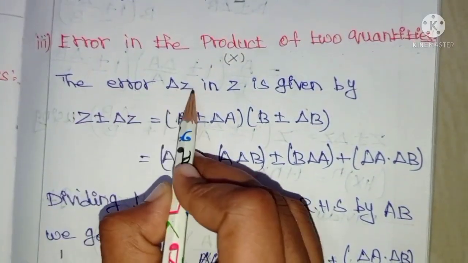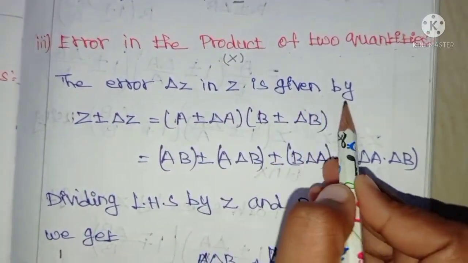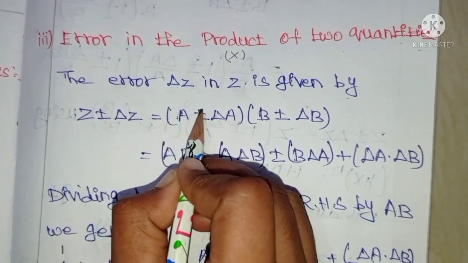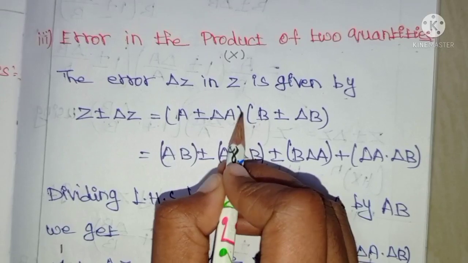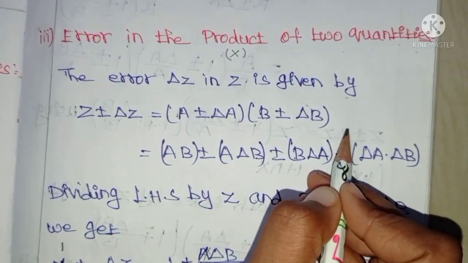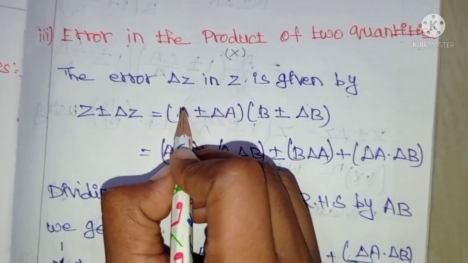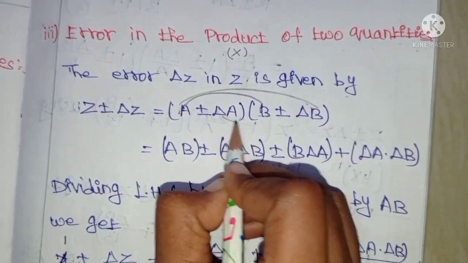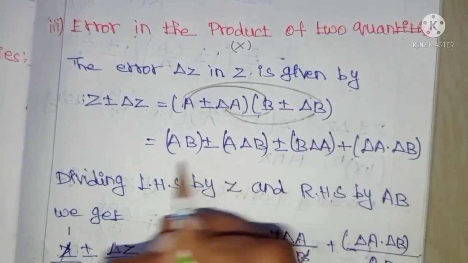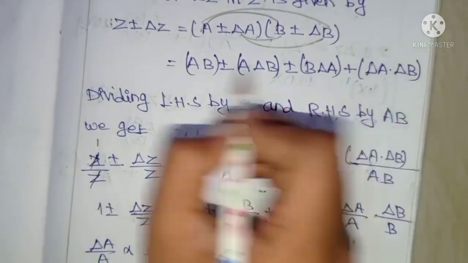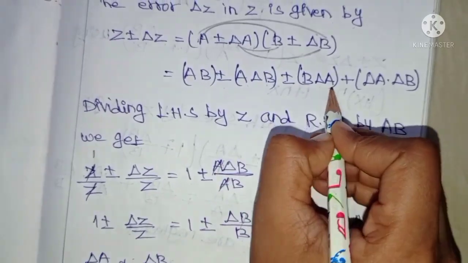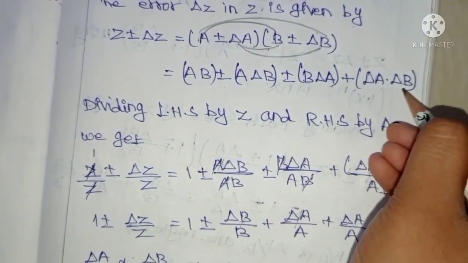The error del Z in Z is given by Z plus or minus del Z is equal to A plus or minus del A into B plus or minus del B. Now we are multiplying A with B and del B, and multiplying del A with B and del B. So we obtain this term as AB plus or minus A del B plus or minus B del A plus del A dot del B.